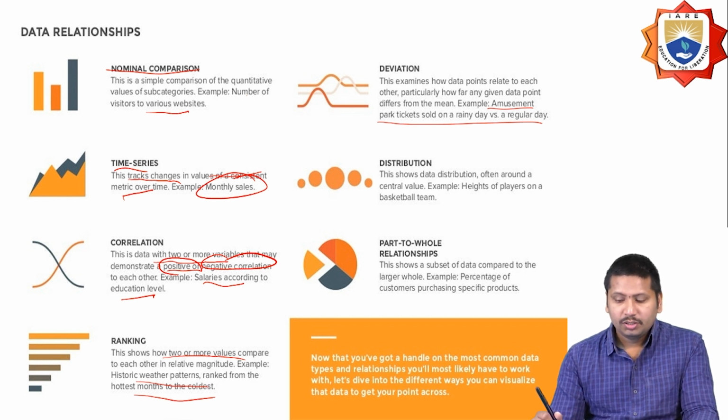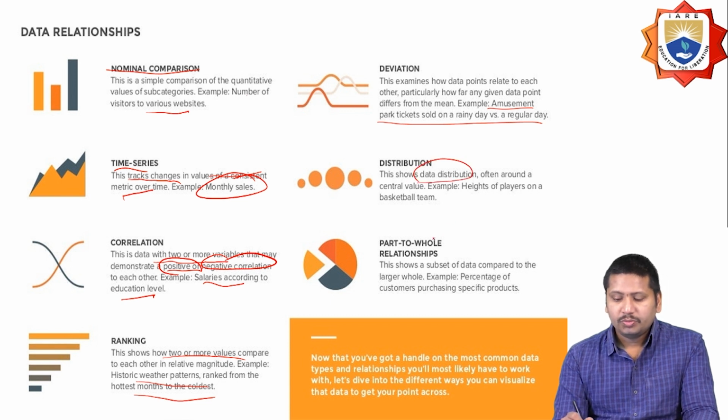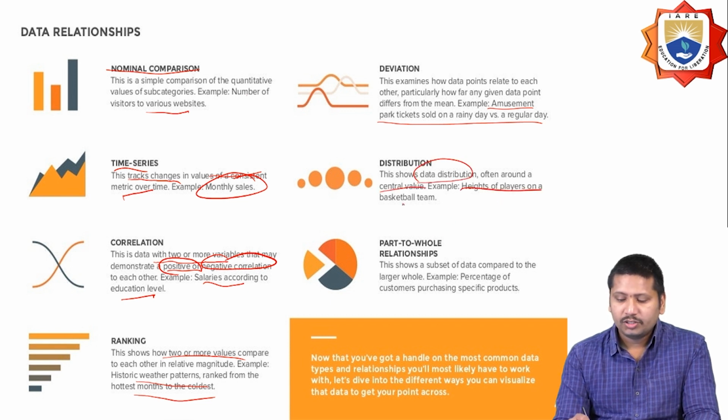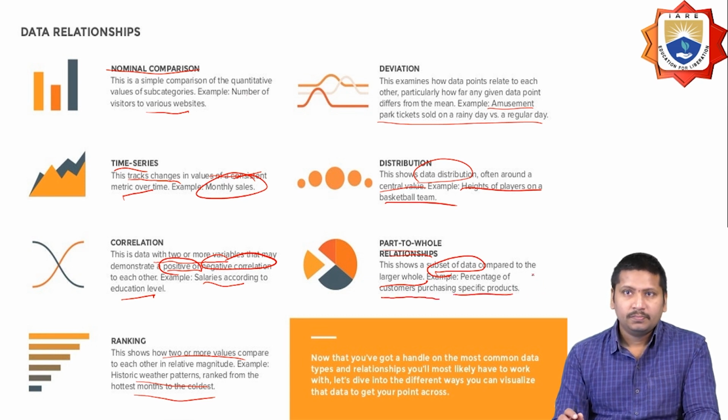And distribution, so distribution means this should be the data distribution around the central value, for example heights of players of a basketball team. And part to whole relationship, so this is going to show the subset of data compared with the larger whole, and that means the percentage of customers purchasing the specific products, like that.